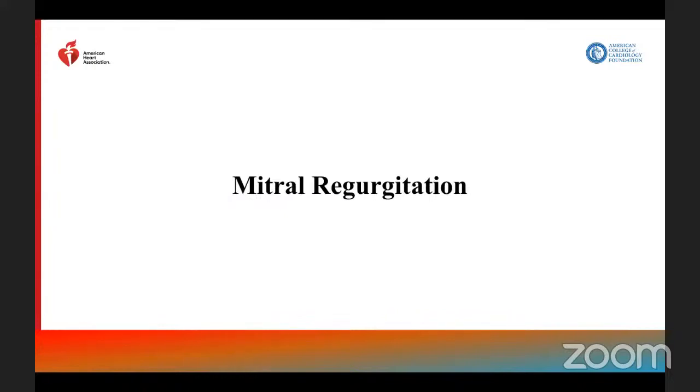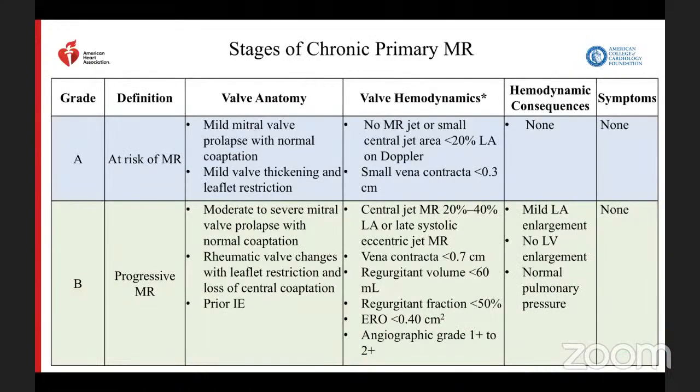Moving to mitral regurg. Talking about stages of chronic primary MR first. As we said before, we have 4 stages. Stage A, chronic primary MR, when we have mild mitral valve prolapse with normal coaptation, with mild valve thickening and leaflet restriction. That will lead to no MR jet or a small central jet area, less than 20% of LA volume on Doppler, and small vena contracta less than 0.3 centimeter, with no hemodynamic consequences and no symptoms.